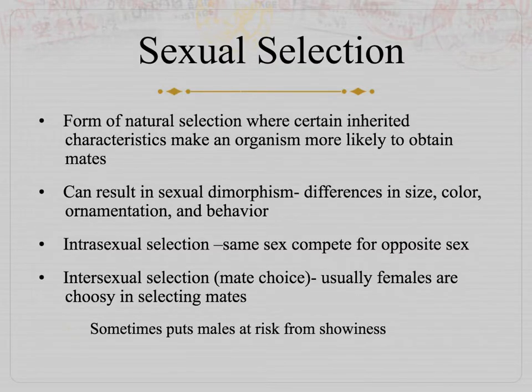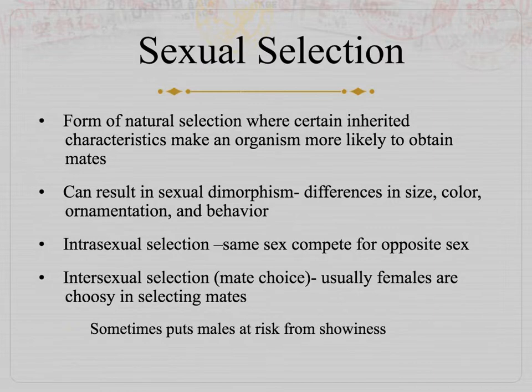Now, there are forms of sexual selection where certain inherited characteristics are going to make an organism more likely to obtain mates. We've seen this in a lot of different circumstances. It can result in a situation called sexual dimorphism, where we have differences in sizes and colors, in ornamentation and behaviors between the two sexes.